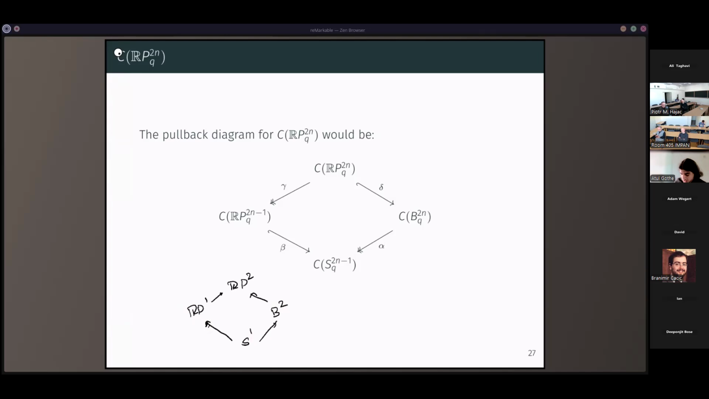So RP2, we just have a single 2 cell, we just have the boundary and constructs directly from RP1 to RP2. So in the non-commutative case, we kind of expect the pullbacks to be of the same form. So we want to show that this is in fact a pullback, that C of RPQ2n goes to C of RPQ2n minus 1 goes to C of BQ2n, and this commutative diagram is a pullback.